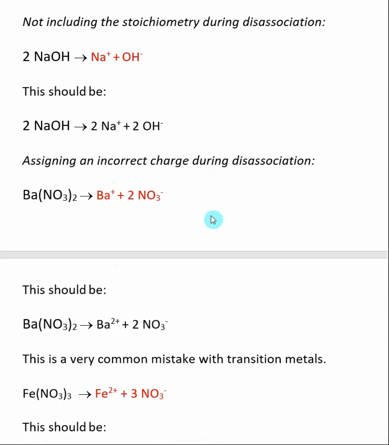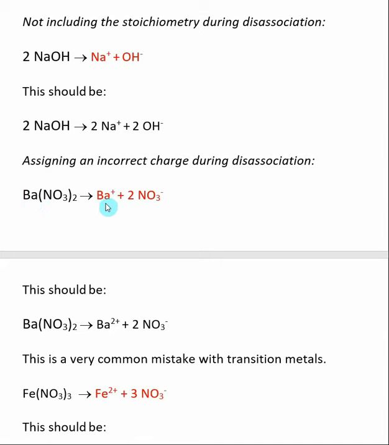Kind of the last problem is giving the incorrect charge during dissociation. So when we were talking about nomenclature, being able to determine the charge on a species is very, very important. So we either get it from whatever ions are attached or from the periodic table. This is a very important idea, and we talked about it quite a bit during nomenclature, so if you need a review, you can look at that. But a common mistake is to say take barium nitrate and dissociate it into Ba plus and 2 NO3 minus.